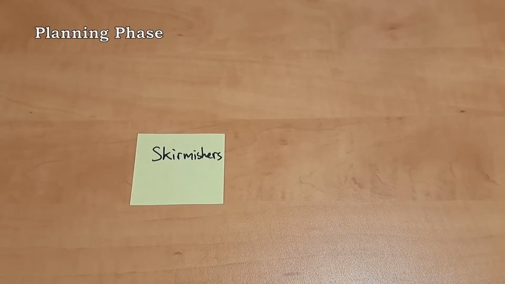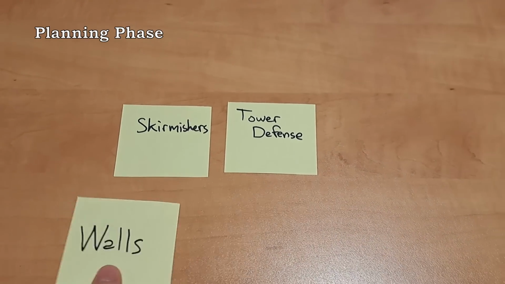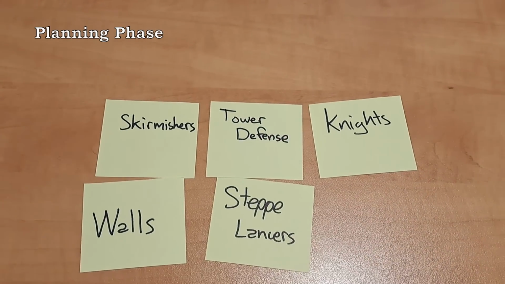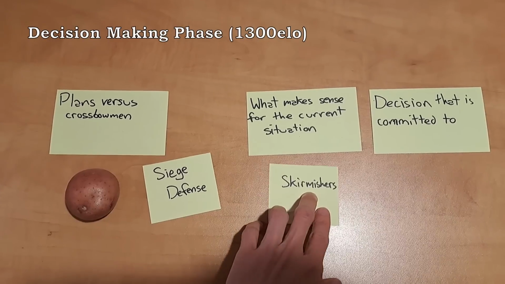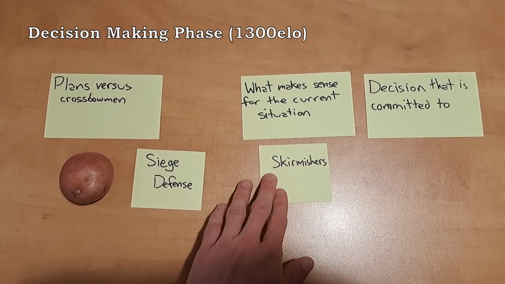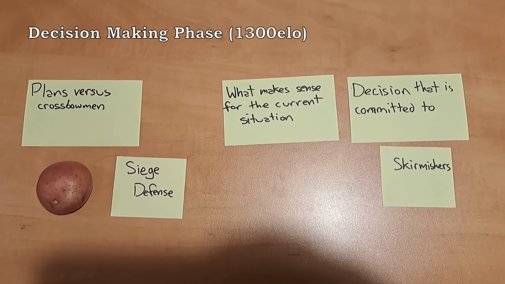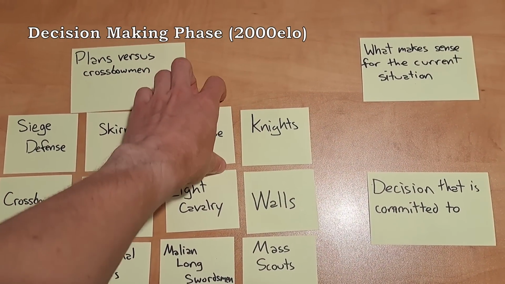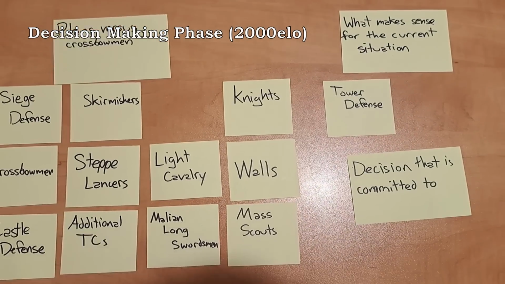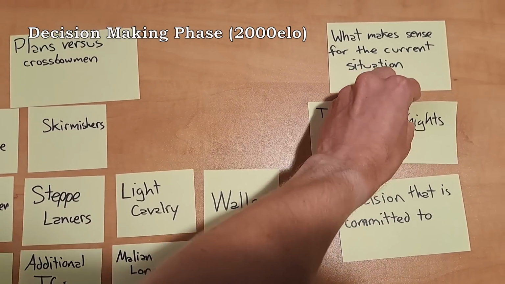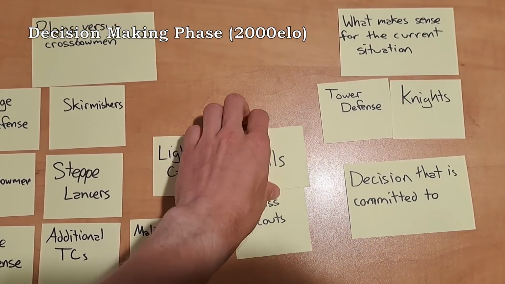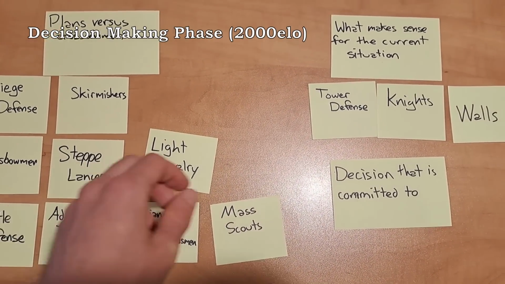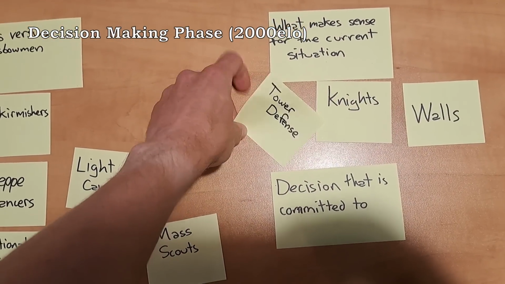Decision making is choosing the best plan for the current situation. This is where you go through your options from the planning phase and pick one to do. While a 1300 player might only have two options to decide between when defending the early crossbowman attack, a 2K player will have many more. This further highlights the importance of the planning phase of strategy, as having more options to choose from can let you make better decisions in a wider variety of situations. Once you've selected your strategy, then the next step is to actually execute it.